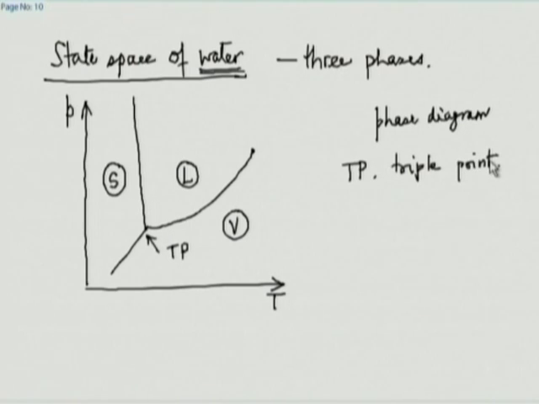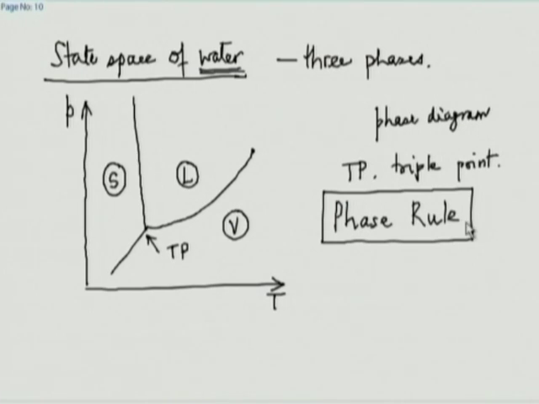Now, why is this a unique point? A question was asked, and what is the importance of this? Remember that whenever you have more than one phases or more than one components, physical chemistry tells us that the phase rule is in operation. The phase rule defines a relation between the number of phases, the number of degrees of freedom, we will come define this, number of components.